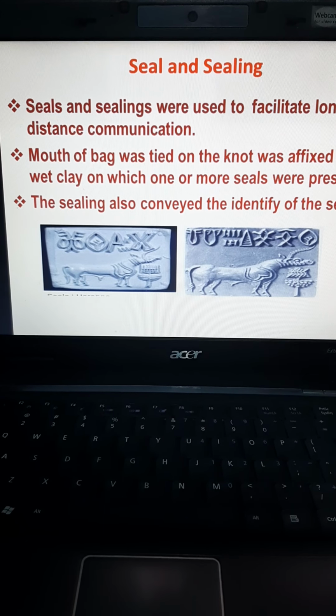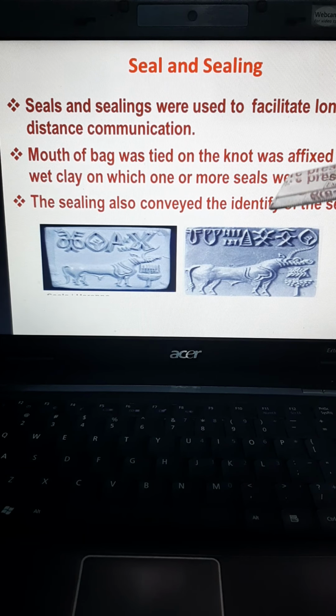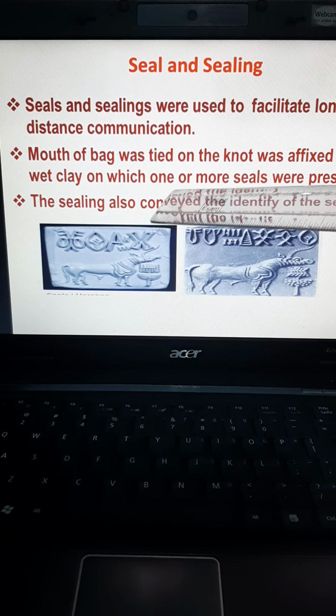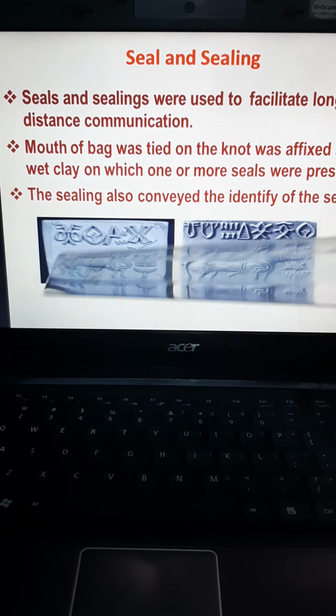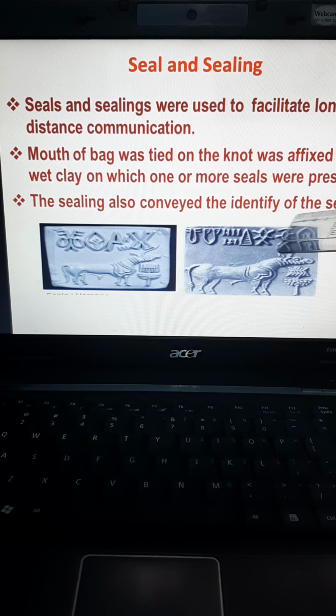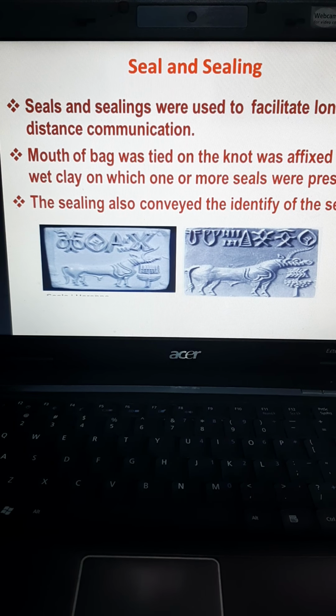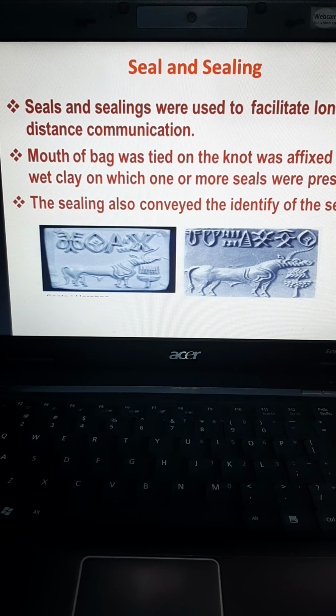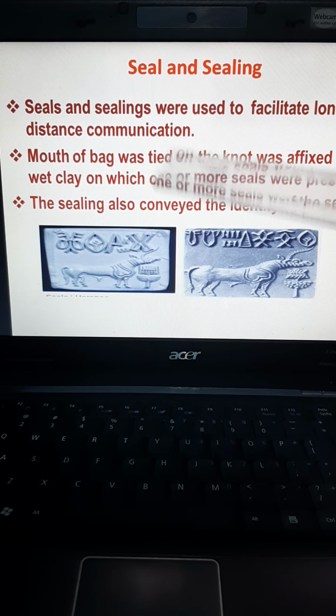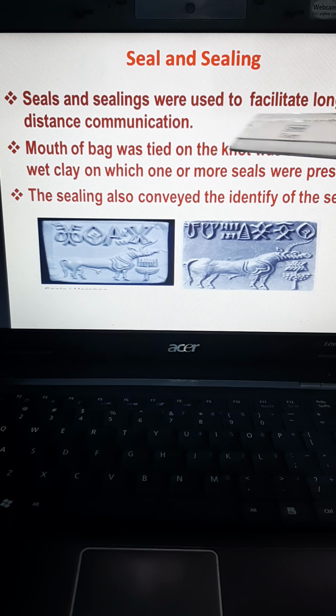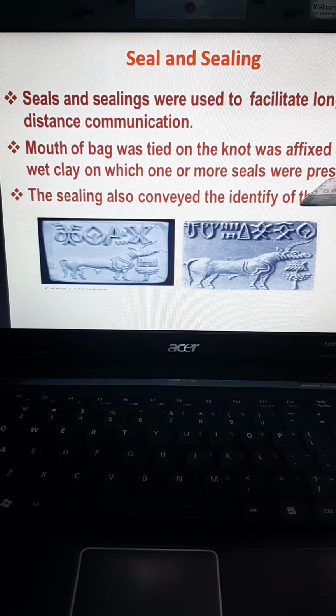The mouth of a bag was tied, and on the knot was affixed some wet clay on which one or more seals were pressed. The sealing conveyed the identity of the sender. For example, a bag used to be tightly packed, and after packing that bag a wet clay stamp used to be given upon that. Suppose there is a round metal seal with some identity, written script or picture on it, and we press it upon the wet clay on that bag.